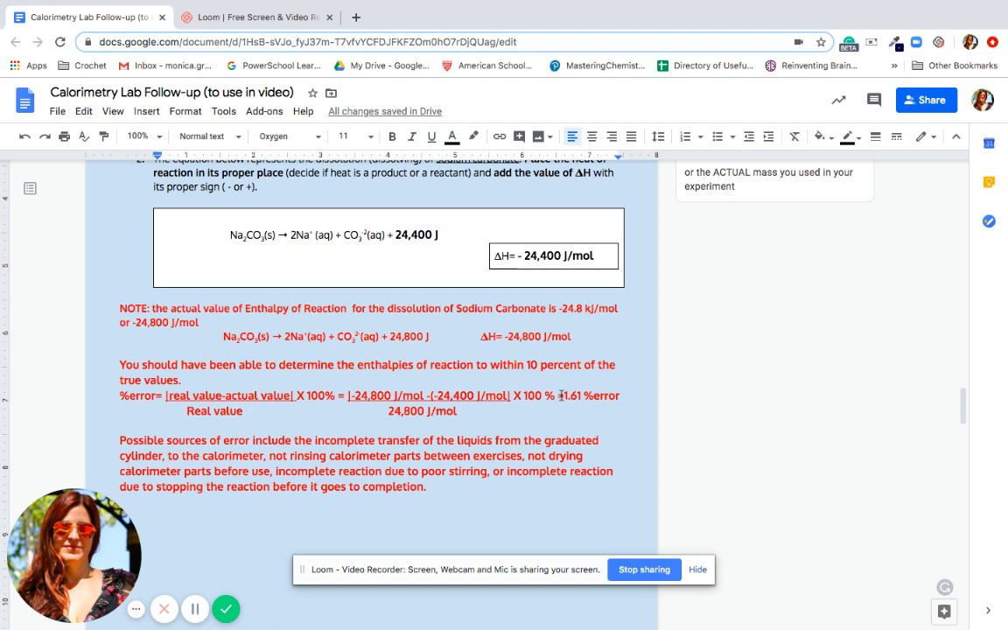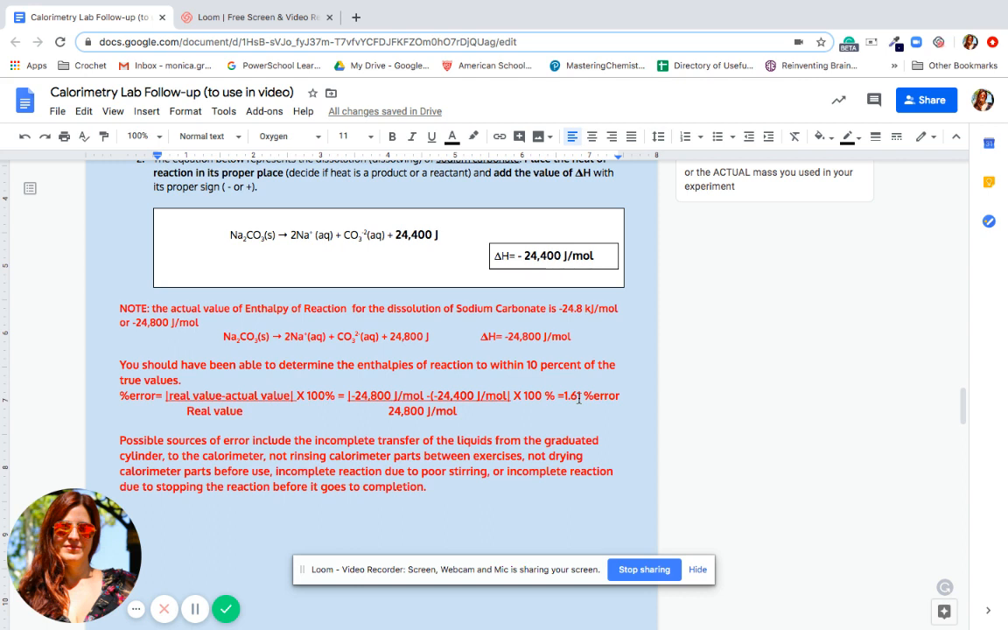And with the values that I invented above, I got a 1.61 error. You can do this with your own values, and if this answer right here is within 10%, you're pretty close to the actual value, so you did a great work in the lab.